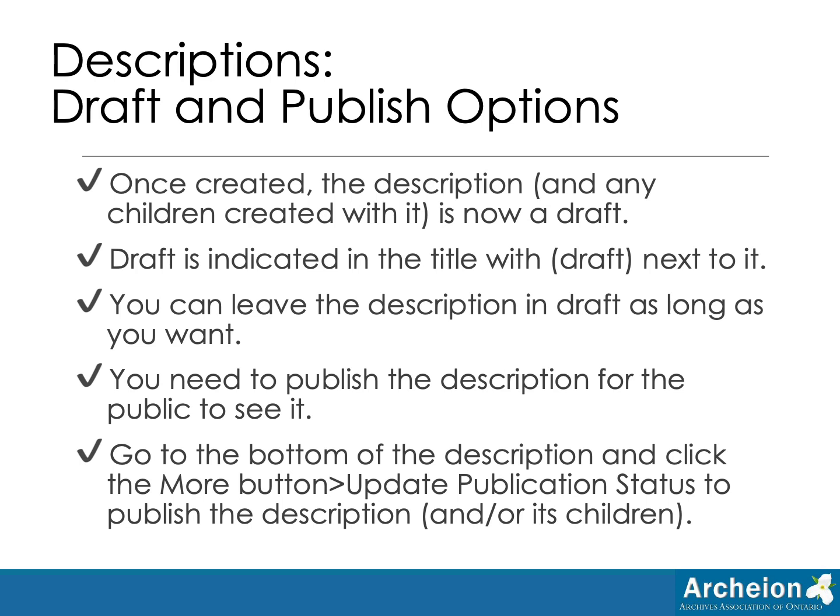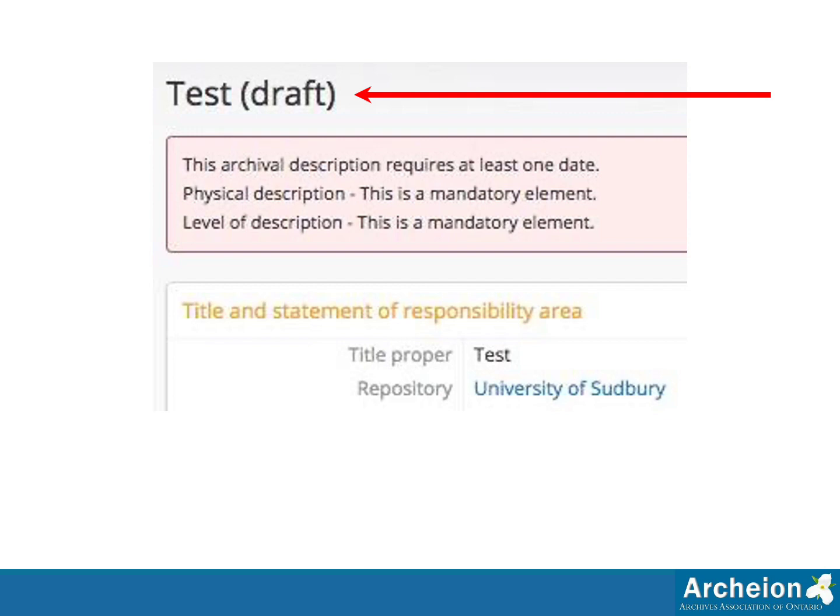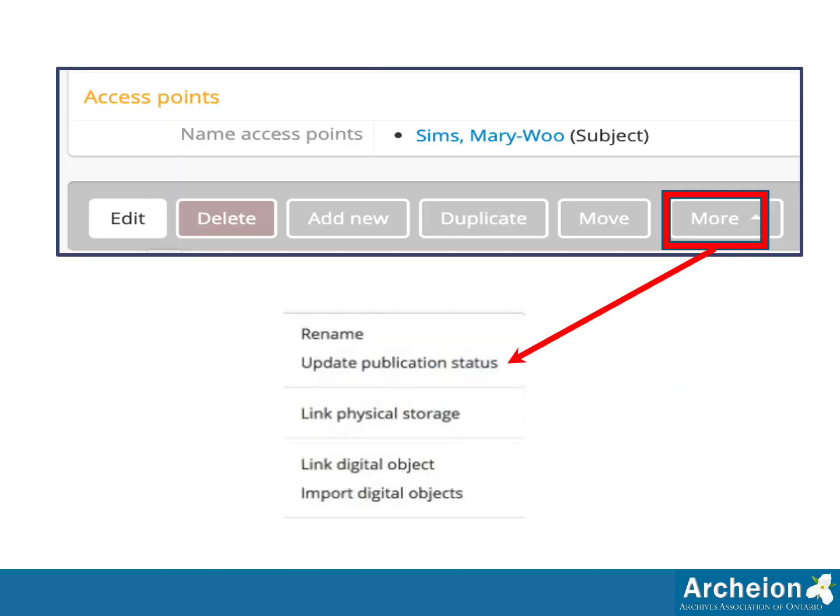so you'll need to publish the description before any user is able to see it. For example, if I were to create a skeleton test record and then click Create, the Atom platform would automatically set this new description to draft and would indicate this by putting the word draft in parentheses beside the description title. When the description is fully filled in and you're ready to publish it, you scroll to the bottom of the description, click the More button, and then click Update Publication Status.